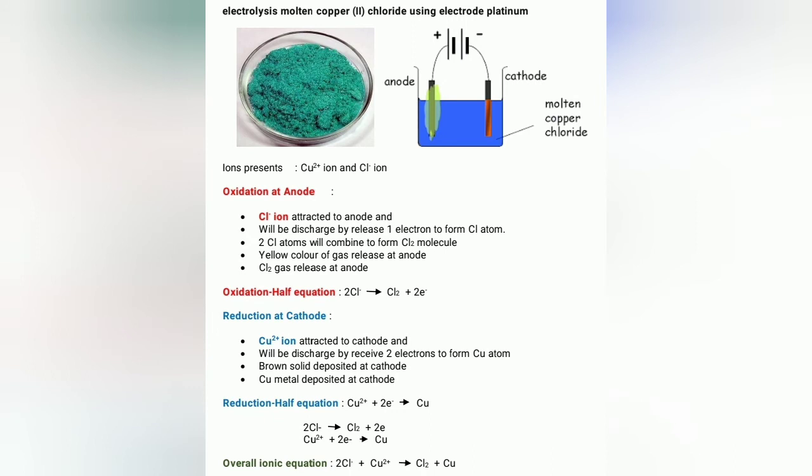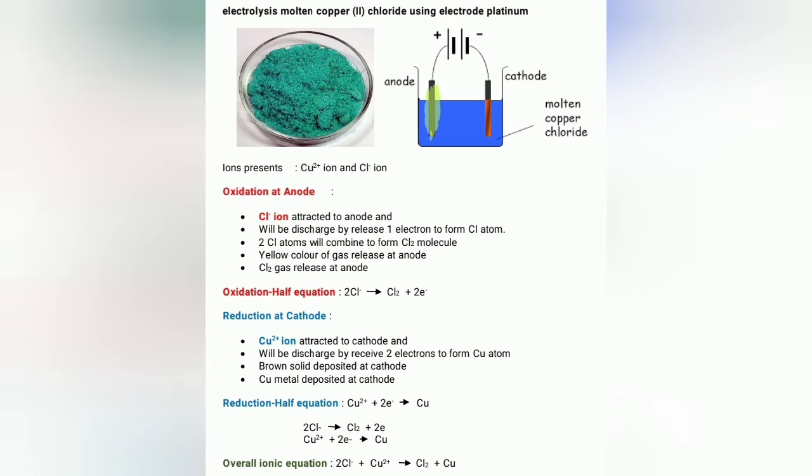In this cell, oxidation occurs at the anode. Chloride ion undergoes oxidation by releasing its electron to form chlorine molecule. Chloride ion acts as a reducing agent.